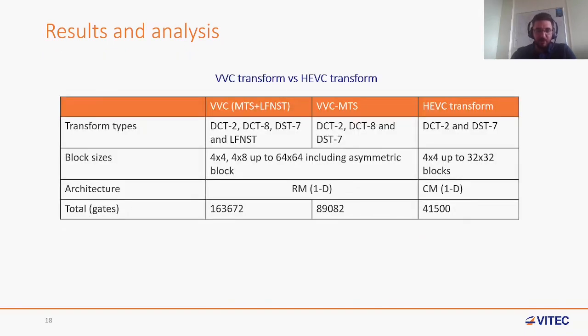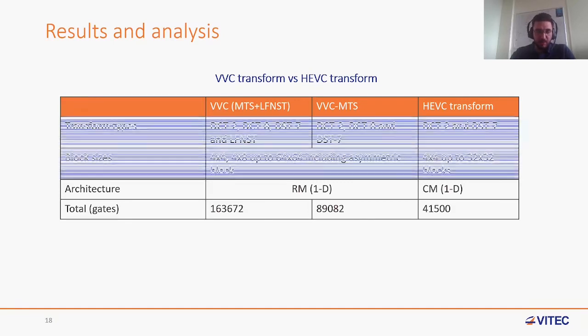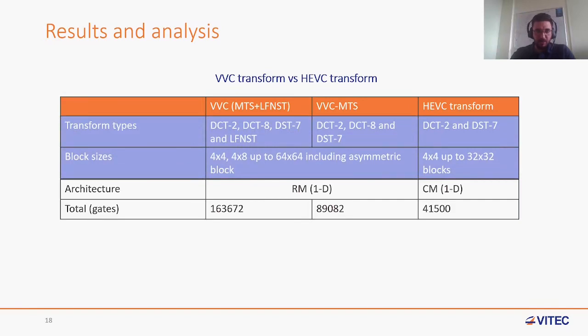Now, in order to further evaluate the VVC transform, here we show a comparison between the VVC transform and the HVC transform. As we can see from the table, the VVC transform actually has larger transform types and supports non-separable transforms, while the HVC transform has limited transform types and does not support the non-separable transform. In terms of block sizes, the VVC transform supports up to 64 by 64 block sizes, including rectangular blocks, while HVC transform is limited to 32 by 32 block sizes and does not support asymmetric blocks.